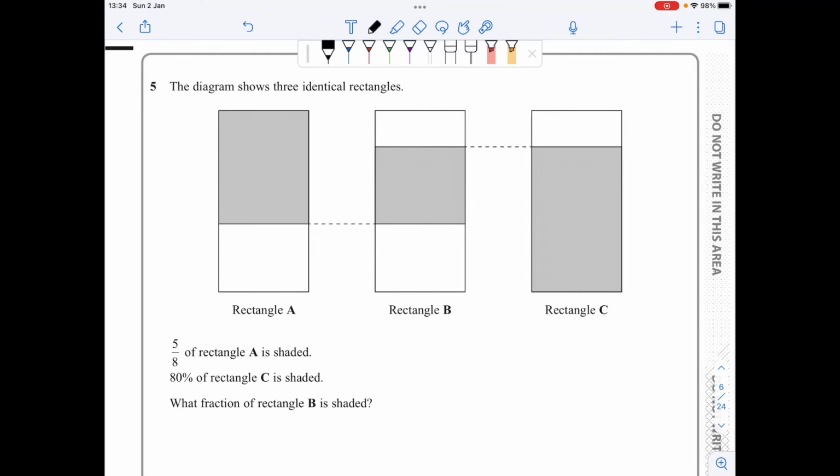I'll start question 5 by transferring the information given here on the diagrams. So 5/8 of rectangle A is shaded, which means that 3/8 are not shaded, and I can transfer this one to rectangle B. Now, I'm also given that 80% of rectangle C is shaded, which means 20% is not shaded.